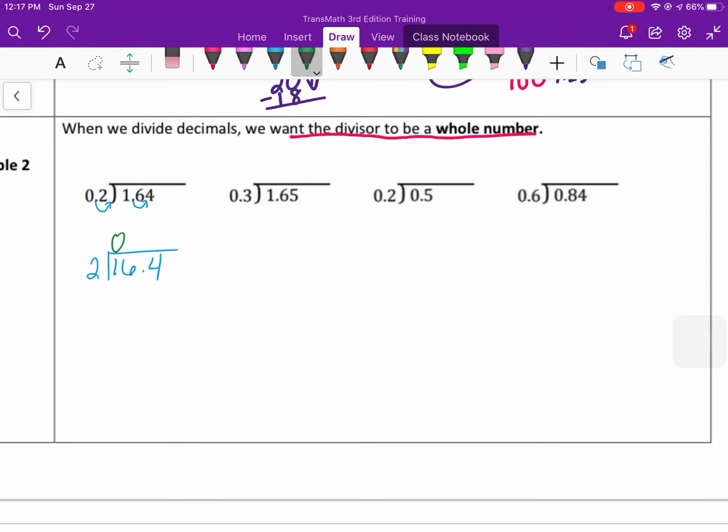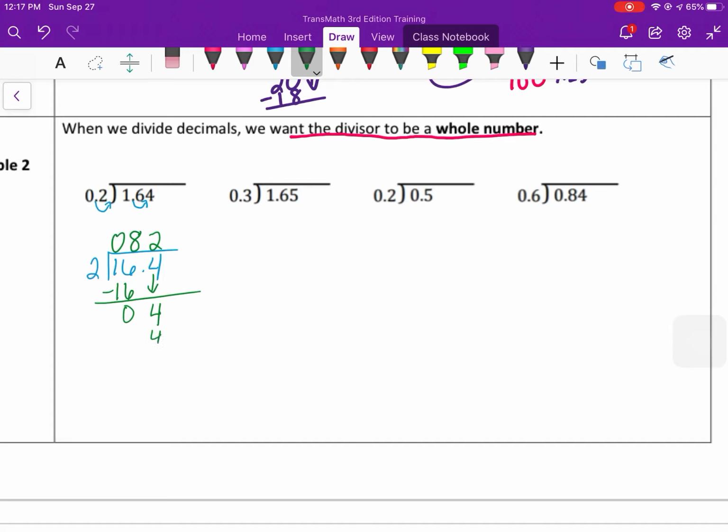Then you say, okay, does 2 go into 1? 0 times. I can't fit 2 into 1. How about 2 into 16? I say, okay, 2 goes into 16 8 times. 2 times 8 is 16. Subtract. Bring down the 4. Because 16 minus 16 is 0.